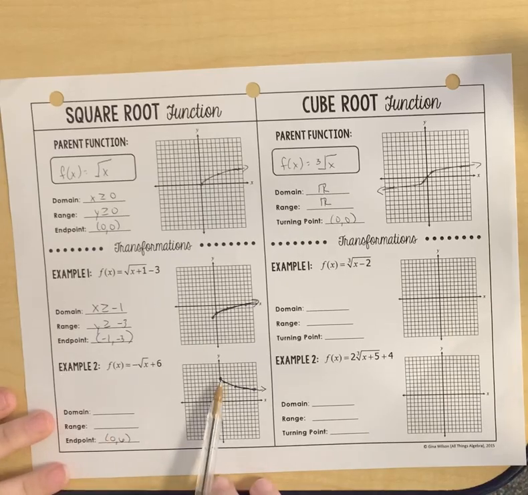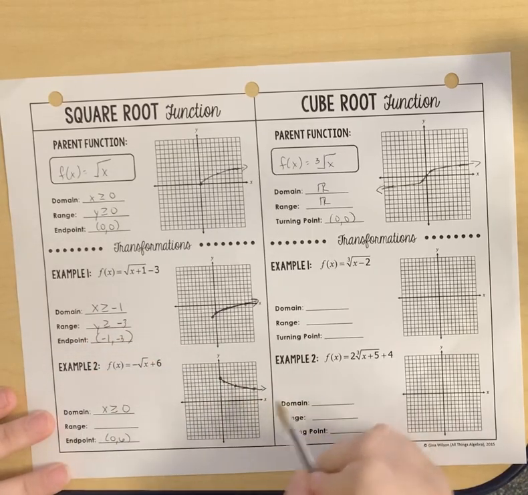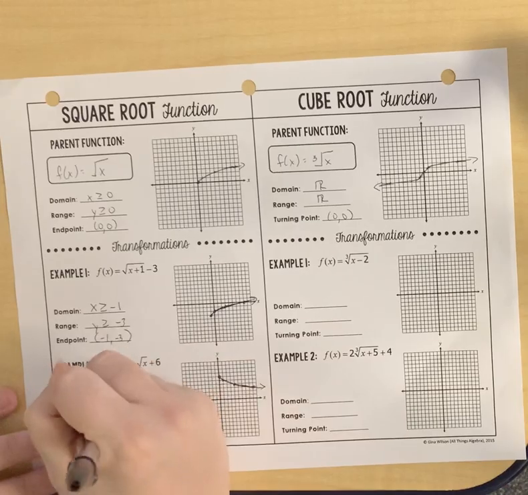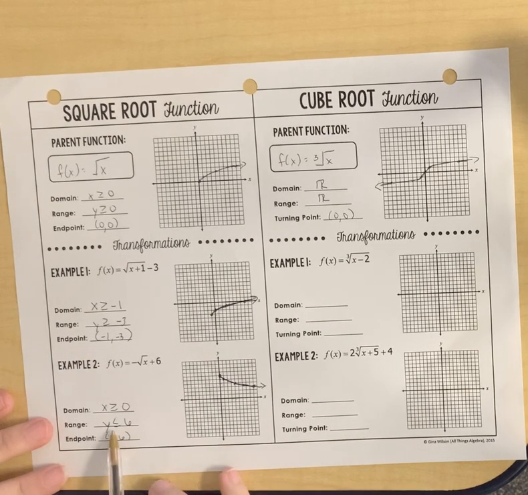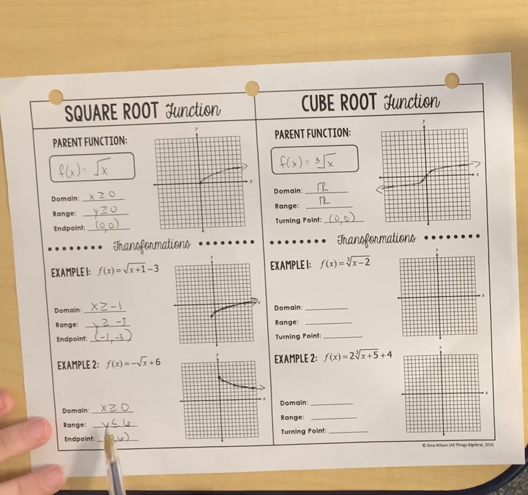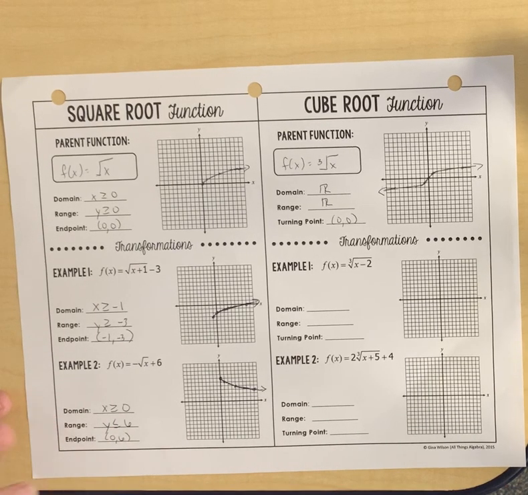Okay, our domain, it starts here at 0 and hits all values greater than that. Our range, it starts here at 6 and hits all values less than because it's going down. So y is less than or equal to 6. That's the only time that you're going to end up using a less than or equal to when you're talking about square root functions like that. So if this is a negative that flips downward, it's going to be less than or equal to. Okay, and our endpoint is 0, 6.